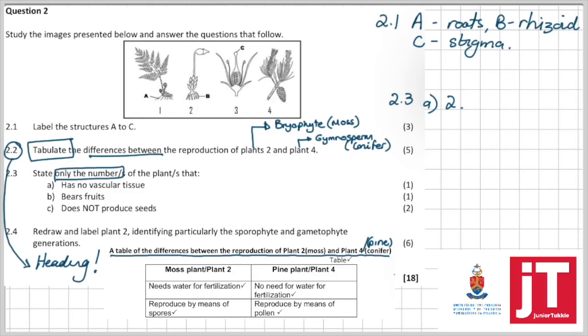State only the number of the plant that bears fruit. Here we're talking about our angiosperm, so we're talking about our flowering plant, which is plant 3.